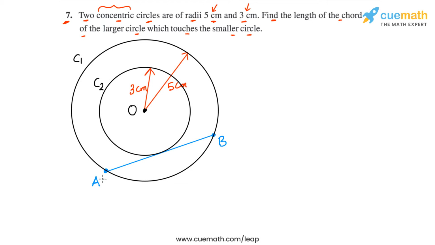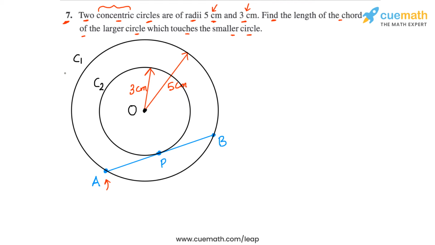So we have managed to draw a chord AB of the outer circle C1 which touches the inner circle. Let's label this point of contact with the inner circle as point P. You could have taken this point A anywhere and drawn a tangent to the inner circle, and you would have obtained a chord of the outer circle which touches the inner circle. So you can draw this chord AB in infinitely many different ways. Now we have to find the length of AB.